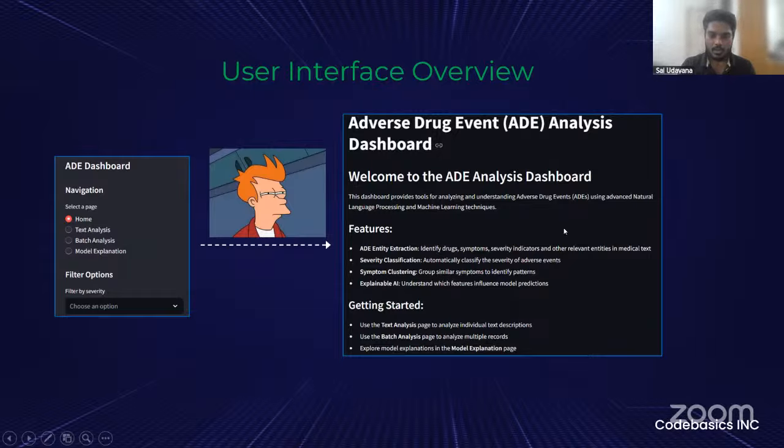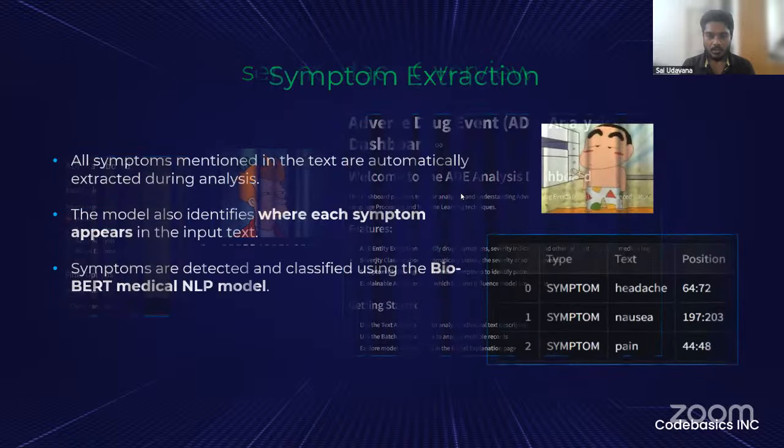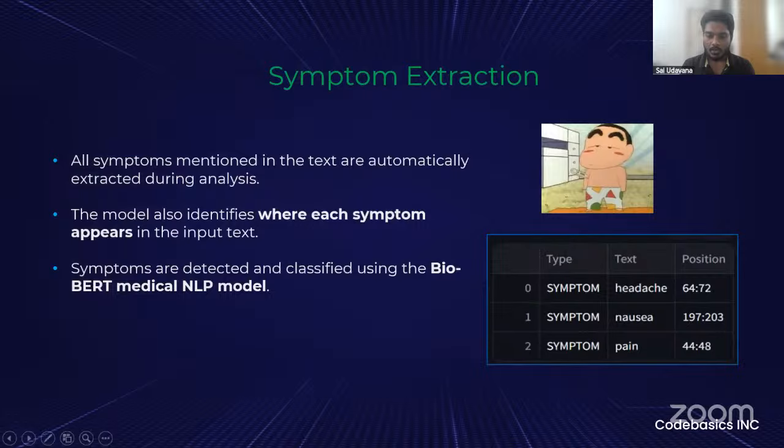As you can see, this is the home. In home, you will see the features available in this model. When we move to text analysis, whenever you enter some text, it will extract the symptoms of the patients, such as headache, nausea, pain, and if there are drugs present, it can also fetch the details of the drugs, which is useful for the severity classification later.